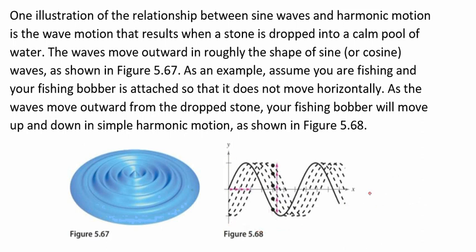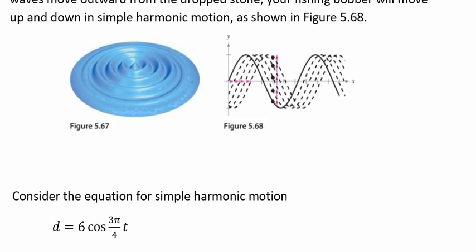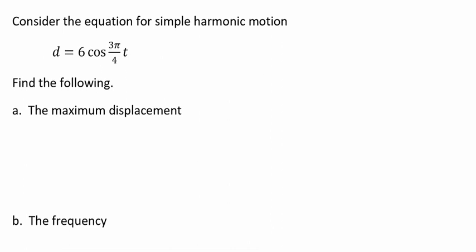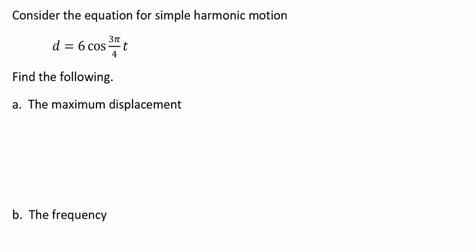Let's go ahead and do an example. We're going to consider the equation for simple harmonic motion, d equals 6 times the cosine of 3 pi over 4 times t. And we're going to find the following: the maximum displacement, the frequency, the value of d when t equals 4, and the least positive value for t for which d equals 0. So let's begin by finding the maximum displacement.